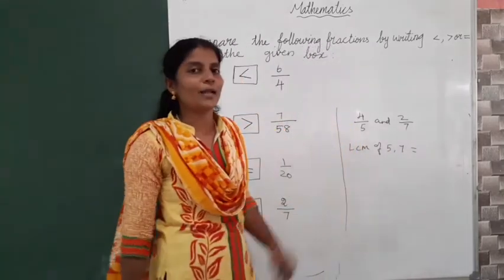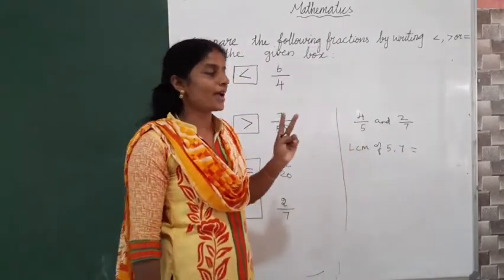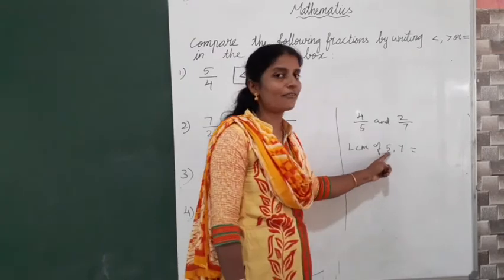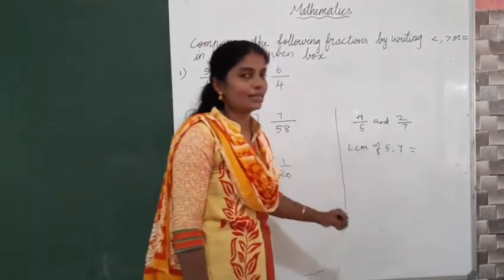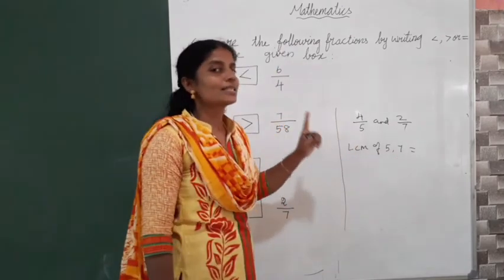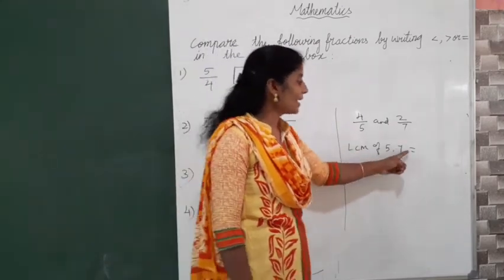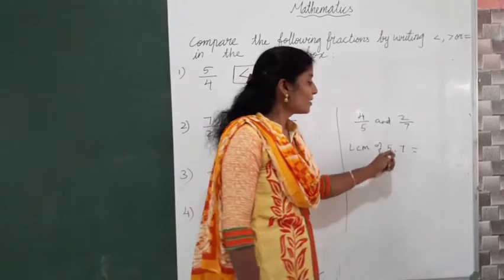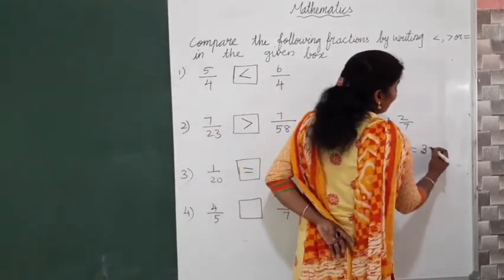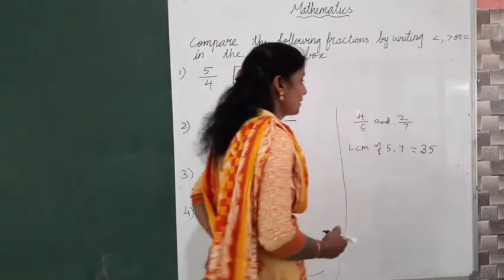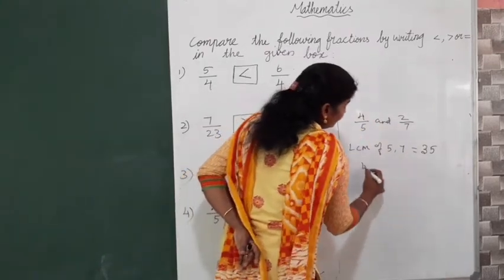Why is 5 a prime number? Because it has exactly 2 factors, isn't it? What are the factors of 5? 1 and the number itself, 5. 7 also has 1 and 7, the 1 table and the 7 table only. So 5 sevens are 35. This is the LCM.